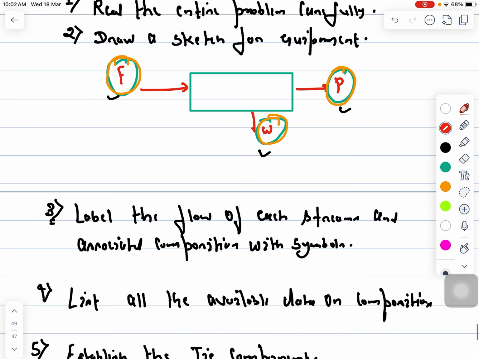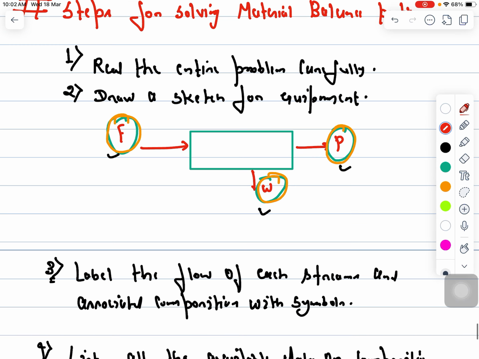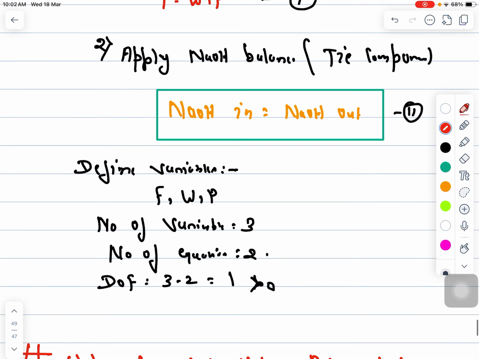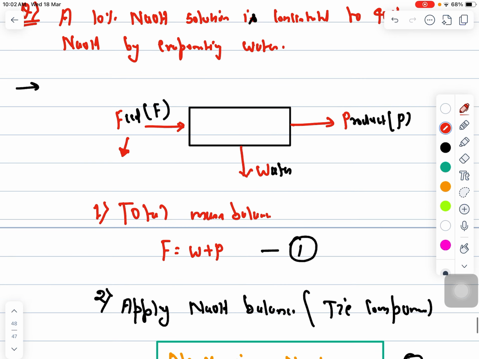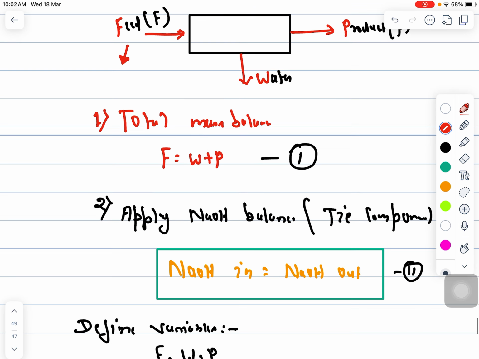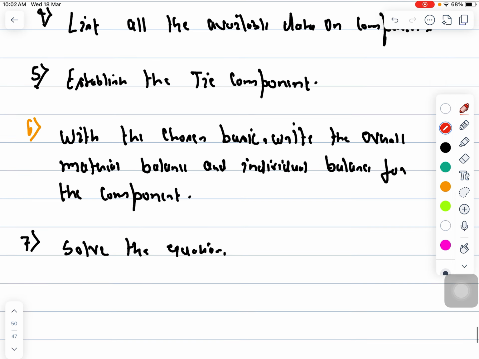In the previous lecture, I described the steps of solving a material balance problem. Before that, I also discussed how to calculate the degree of freedom, which tells you whether the problem is solvable with the given data and the given equations. If you go through that lecture, you will be able to understand all of that.